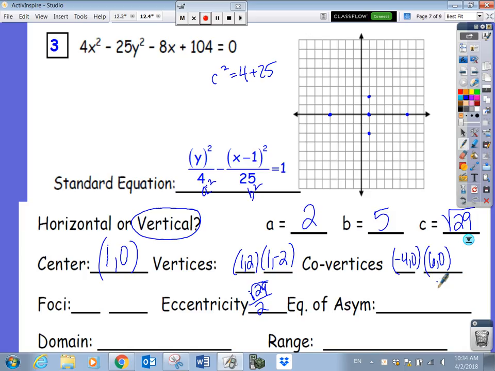Those we can't write together. Okay, we have to actually write those separately. The vertices could be written together. The co-vertices cannot. They must be separate. 1 plus or minus 5 doesn't work. You know what 1 plus 5 is and 1 minus 5 is. You must find that.